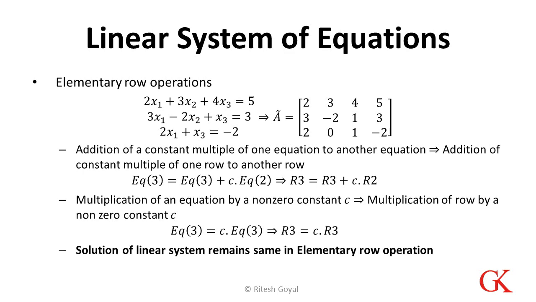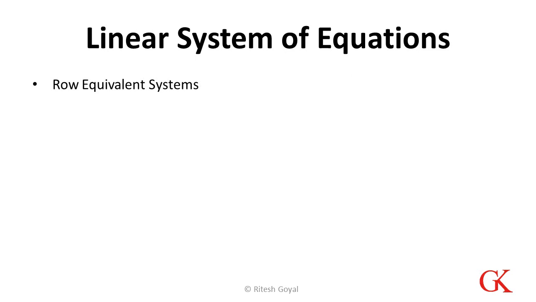And again, to remember, the solution of a linear system remains the same under elementary row operations. Now we have talked about elementary row operations, so let's talk about row equivalent systems. They are nothing but what we have discussed before. If we do some elementary row operations and change the matrix using them, then those matrices remain row equivalent systems after those elementary row operations.